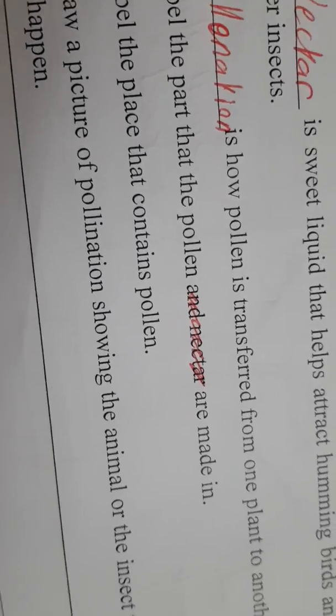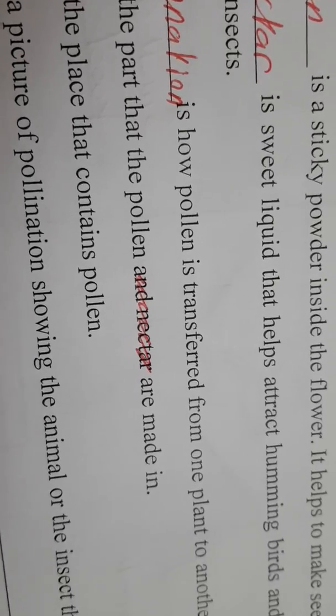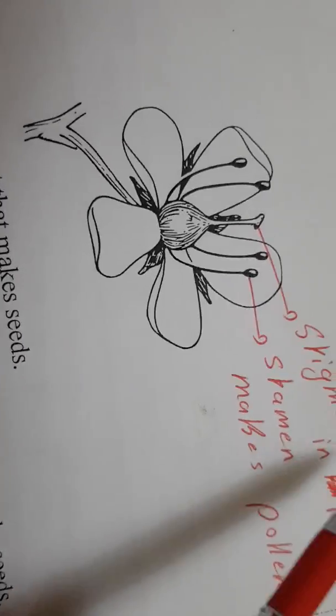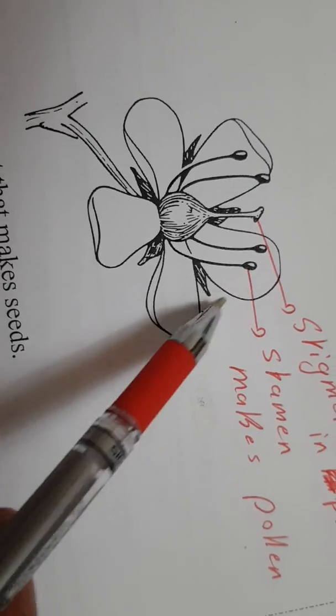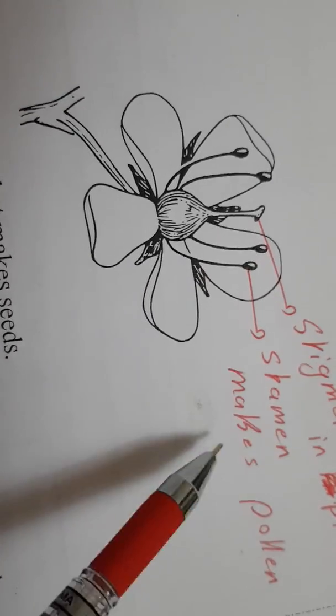Label the part that the pollen is made in. Remove pollen and nectar. Okay, the pollen is made in what part? The stamen. Okay, it makes pollen. So the stamen. So make an arrow, write stamen makes pollen.